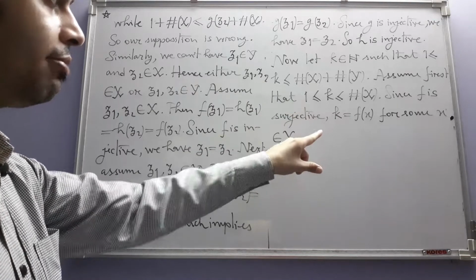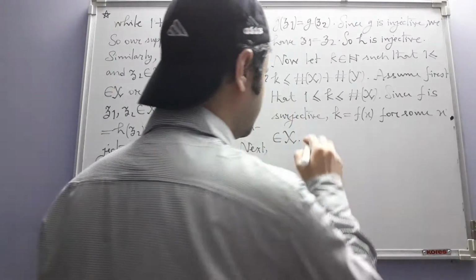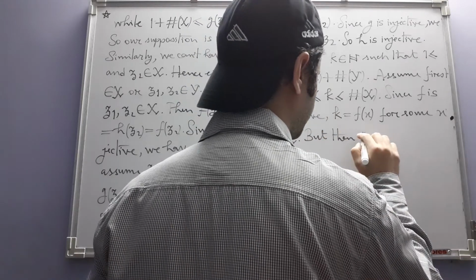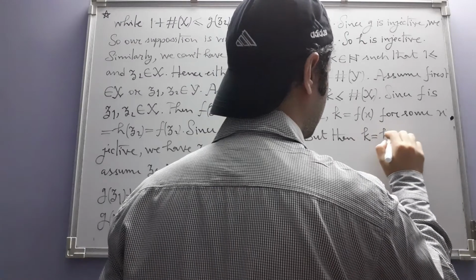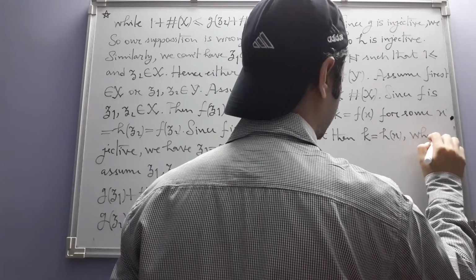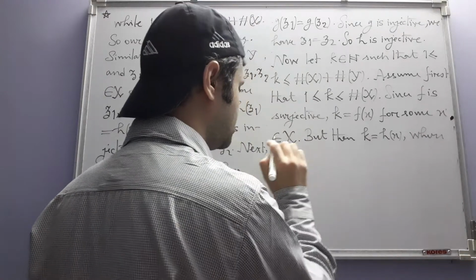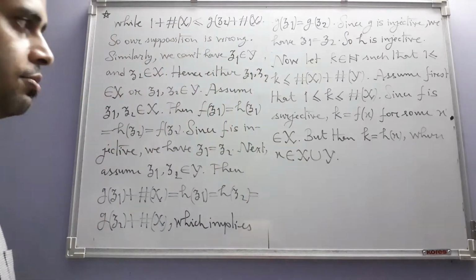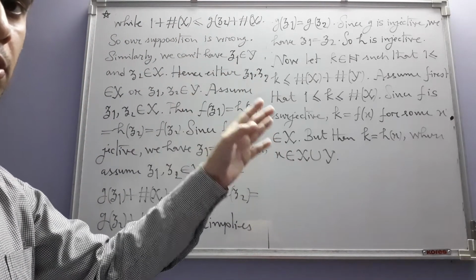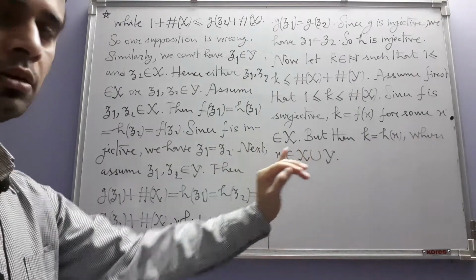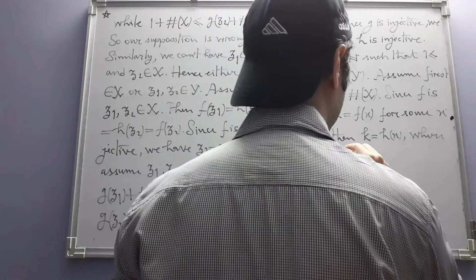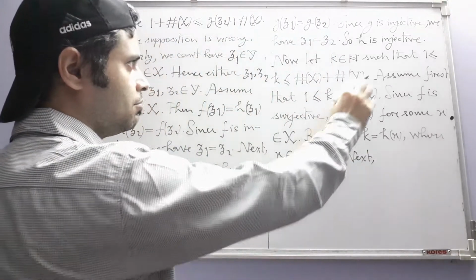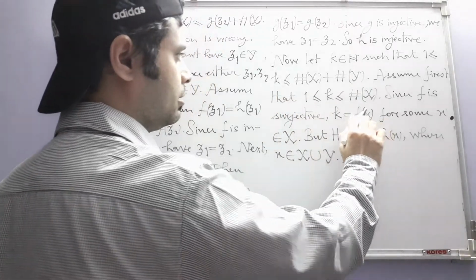Capital X, F and H are the same. But then K is equal to H of x, where x, although it is in X, is also in X union Y. That is, we have realized K as an H image of some element in the domain of H. So we get this when we assume these inequalities.